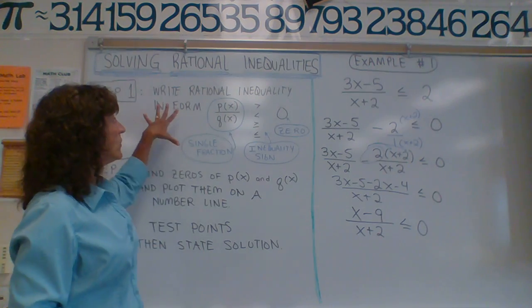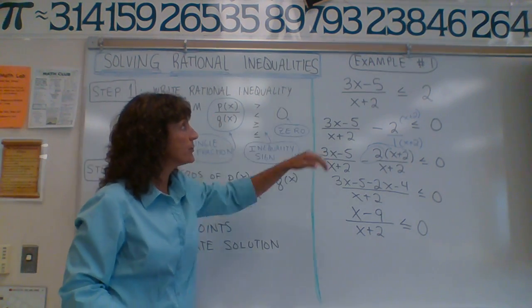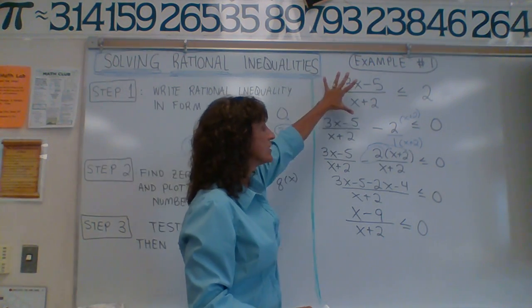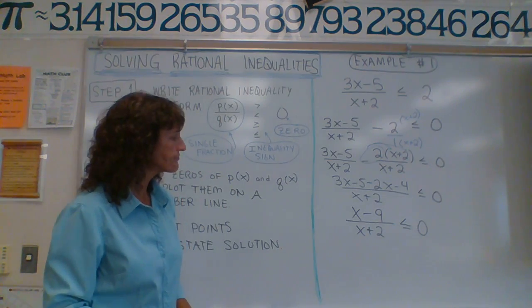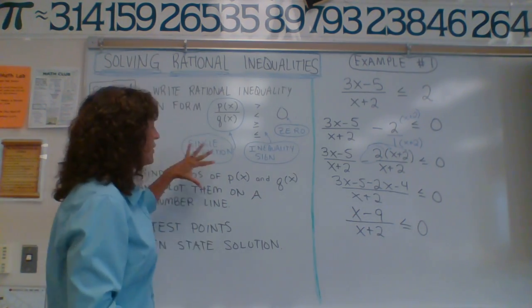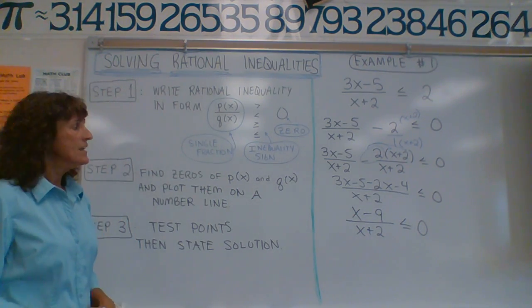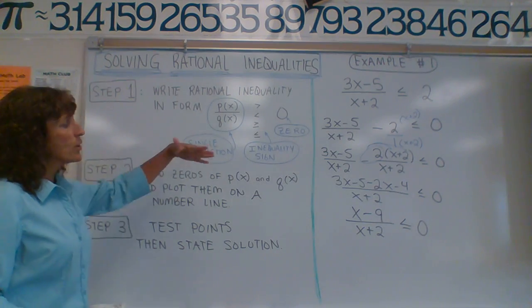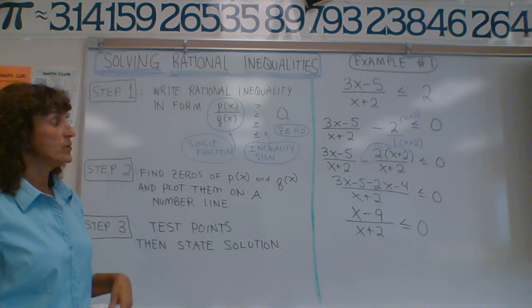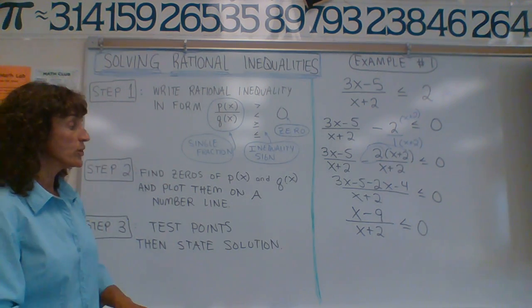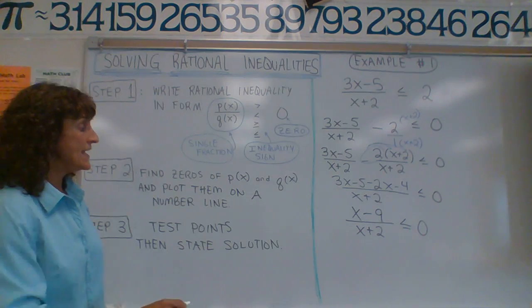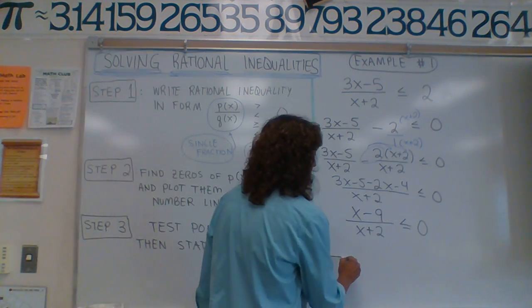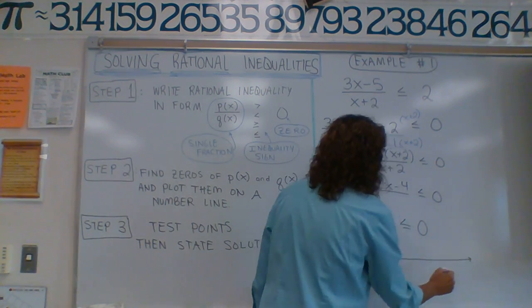So step 1, we want to make sure we have our rational inequality in its correct form. We've achieved step 1. We need to now move on to step 2. Step 2, we want to find the zeros of the numerator and denominator. We need the zeros of the numerator and denominator, and we're going to plot those zeros on a number line. So we're going to draw a number line here first. Okay, so draw a number line.